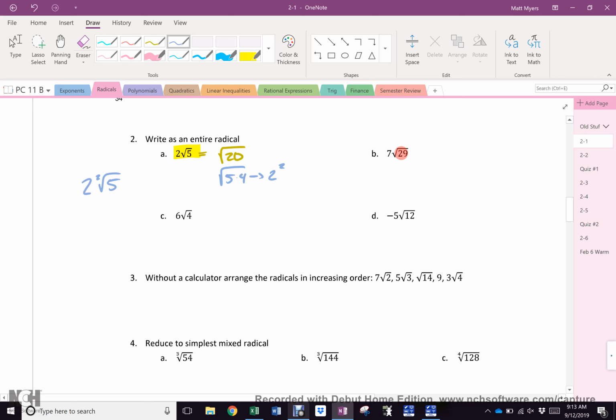So what would this be? The square root of 29 times what? 7 squared, which would be the square root of 29 times 49, which I would love to be able to do in my head, but I can't. Actually, I probably could. It's 1421.